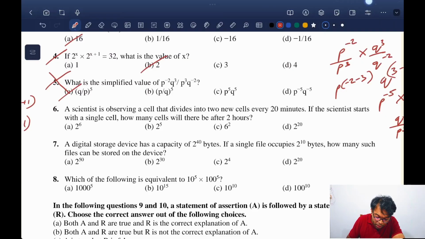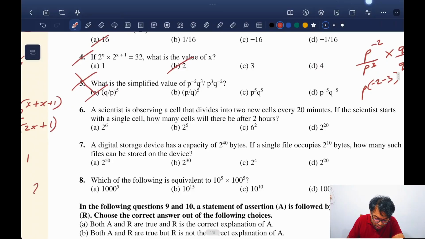So 2 to the power 5. So 2 to the power 10. 20 minutes. How many 20 minutes? Read, how many 20 minutes are there in 2 hours? 2 घंटे में कितने 20 minutes हैं? How many 20 minutes are there in 1 hour?